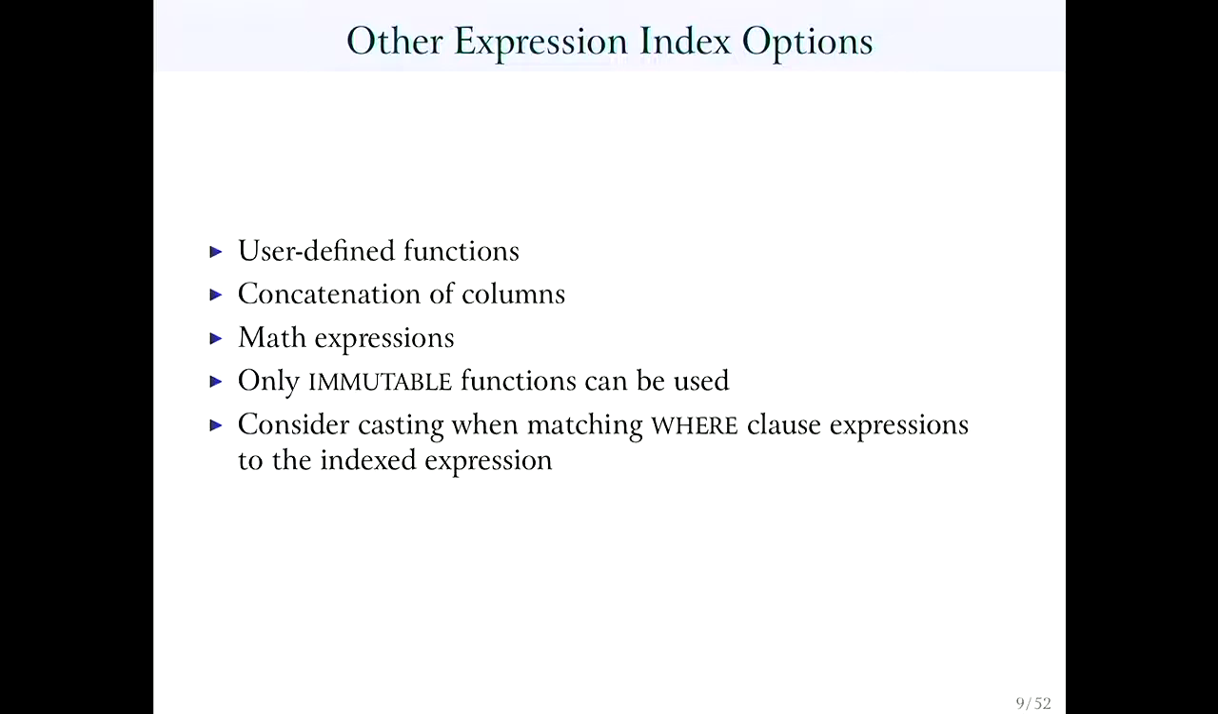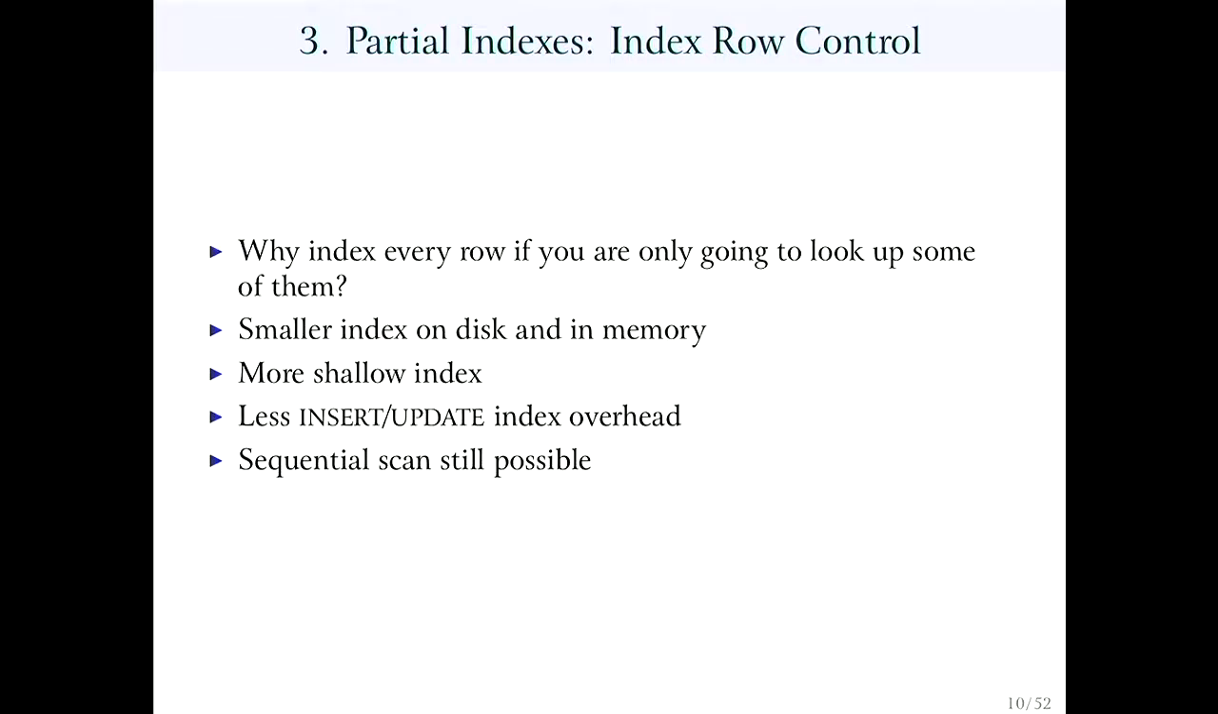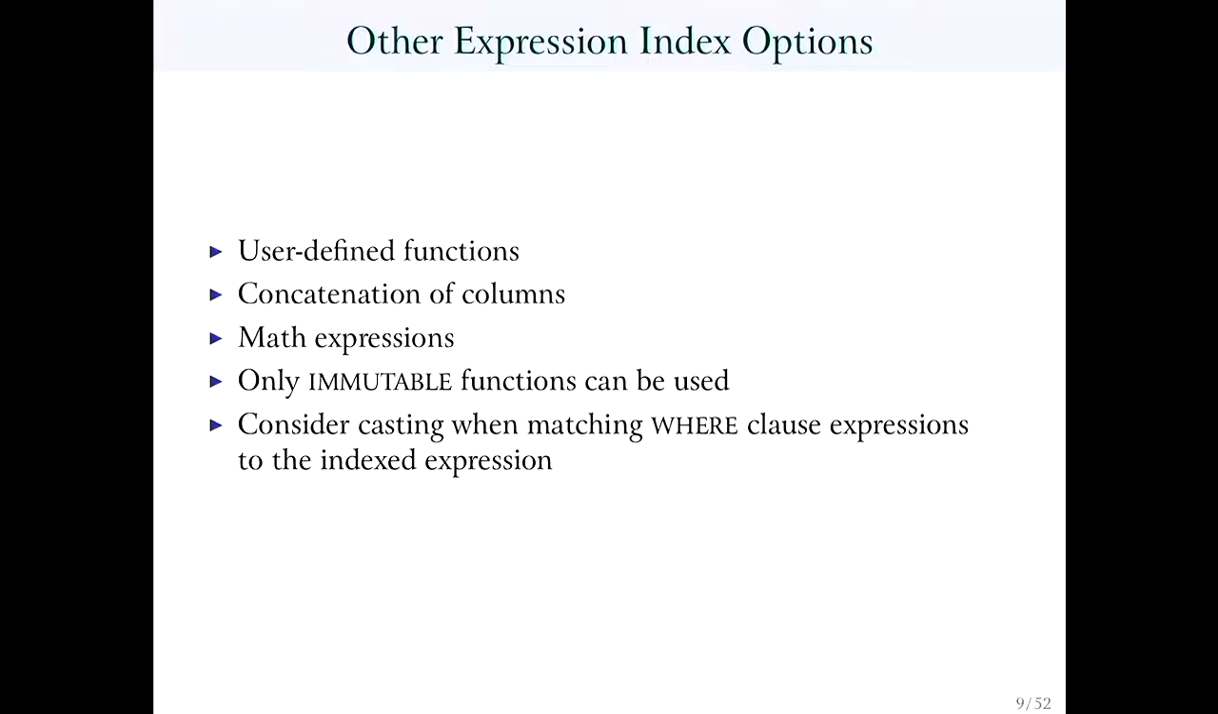So just be aware, that's the one that usually catches people up, is that current timestamp shifting and it's not an immutable function, and therefore you're going to have trouble. So just be aware of that sort of restriction. And also you might need to do casting depending on how it works, okay? Any questions about expression indexes?